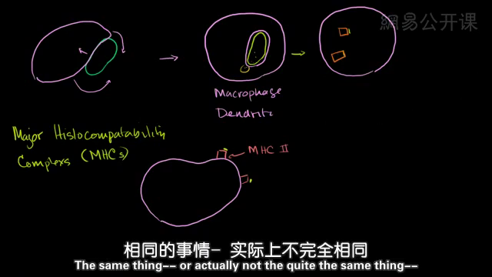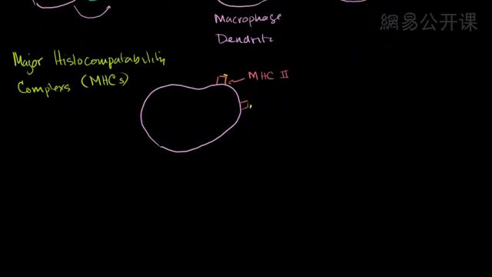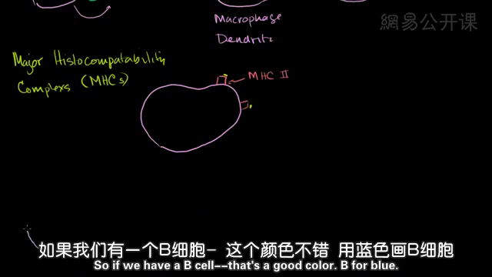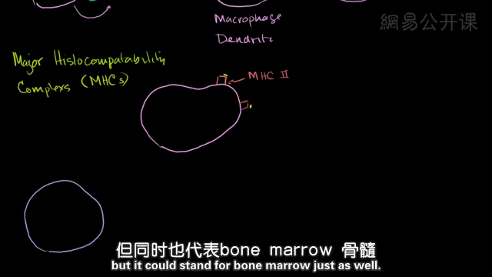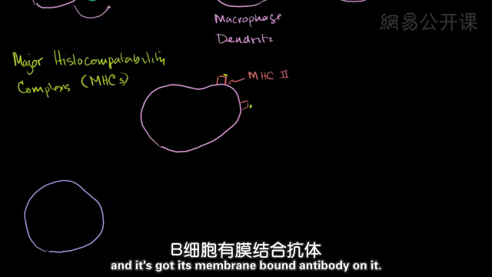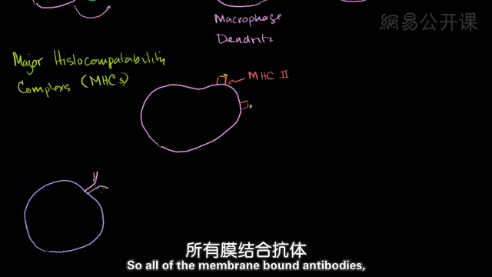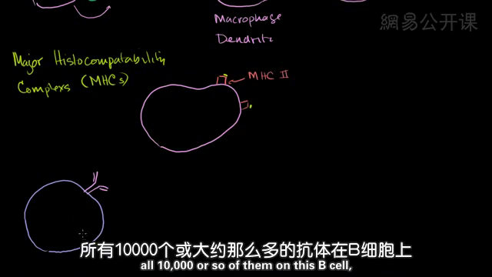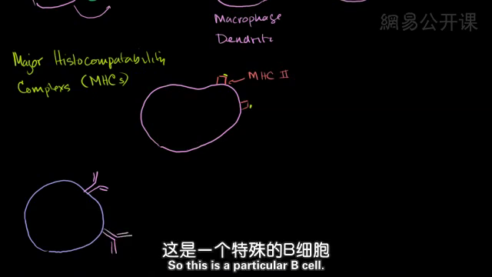A very similar thing happens with B cells. So if we have a B cell, that's a good color, B for blue, but we know B stands for bursa, though it could stand for bone marrow just as well. Let's say we have a B cell, and it's got its membrane-bound antibody on it. And remember, it's very specific to that B cell. So all of the membrane-bound antibodies, all 10,000 or so of them on this B cell, express the same variable part. So this is a particular B cell.